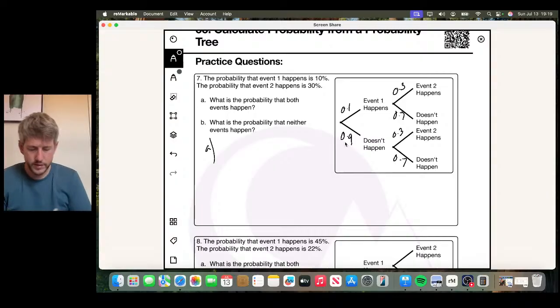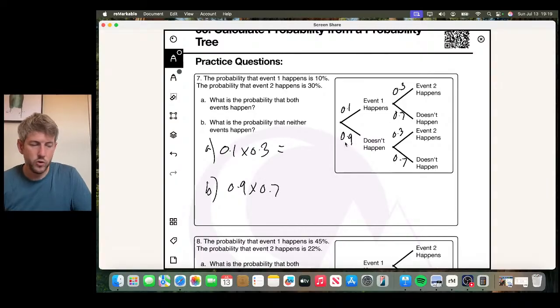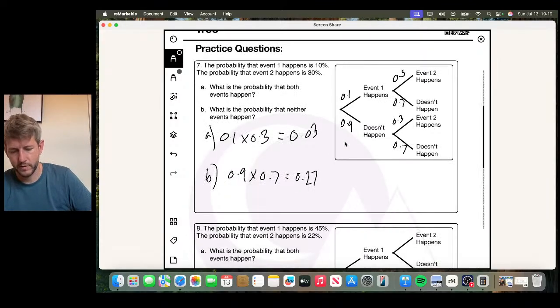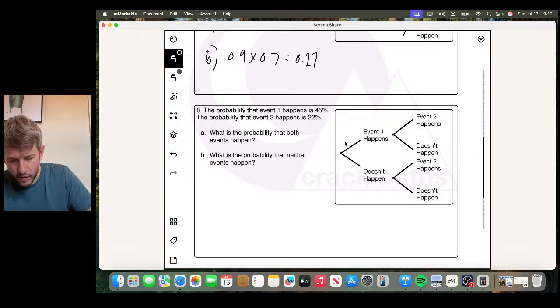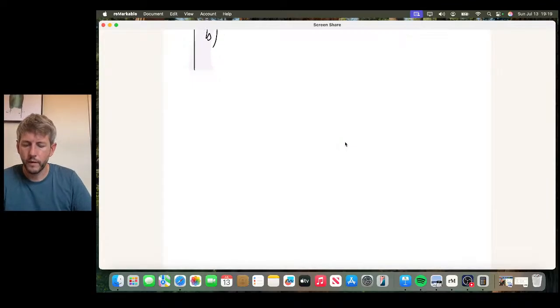We have got, first of all, the probability that both events will happen, 0.1 times 0.3. And then B, the probability that neither event will happen, 0.9 times 0.7. So this is 0.03. This equals 0.27. Okay, no, 0.72. There we go.